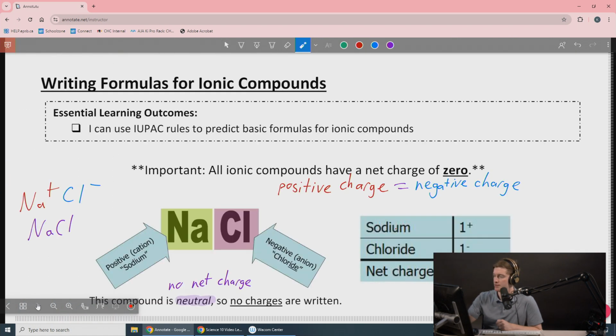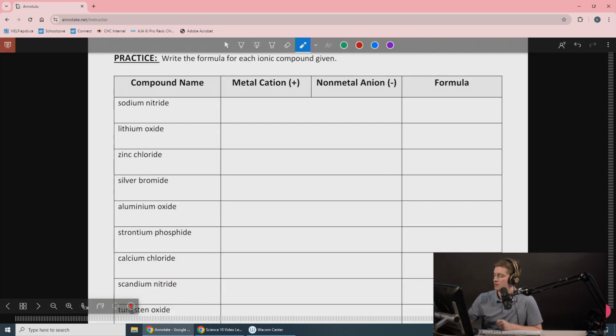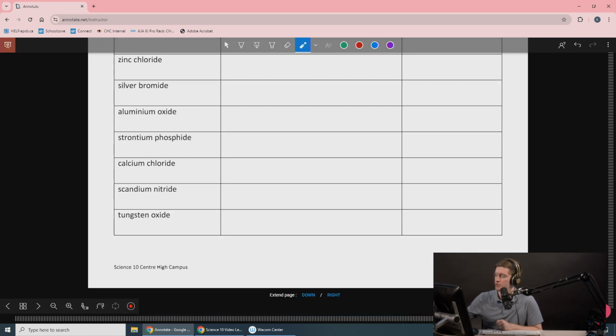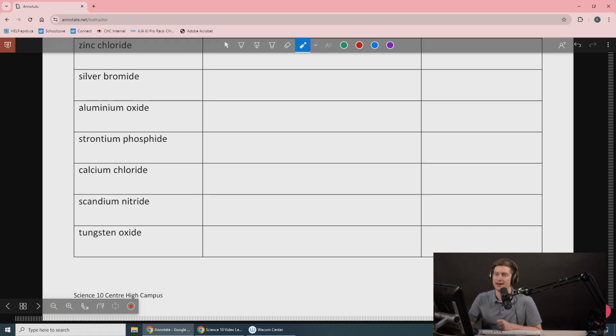There's a lot of good practice here for writing the formulas and just breaking down these names for these different compounds. Pause the video and give them a try. And then I'm just going to go over tungsten oxide. This is just a last ending for this lesson. If you've had a chance to try them all, we're just going to go through tungsten oxide.